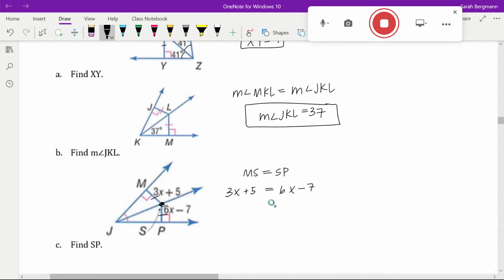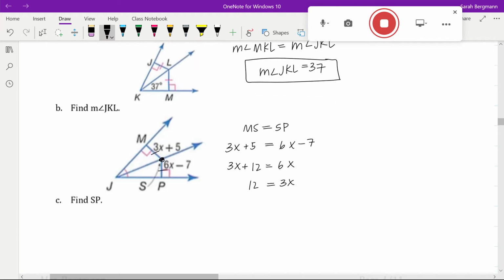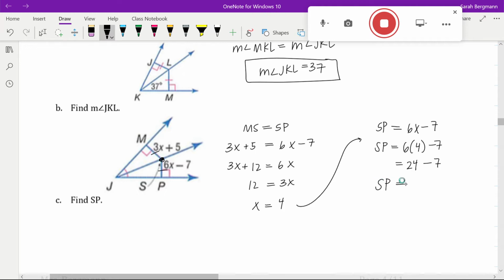In order to solve this, I will add 7 on both sides first. Next, subtract 3x on both sides. And finally, divide both sides by 3. You should get x equals 4. However, they asked us for SP. I know SP is 6x minus 7, so I can substitute in 4 for the value of x. So I get 24 minus 7. So I know SP must be equal to 17.